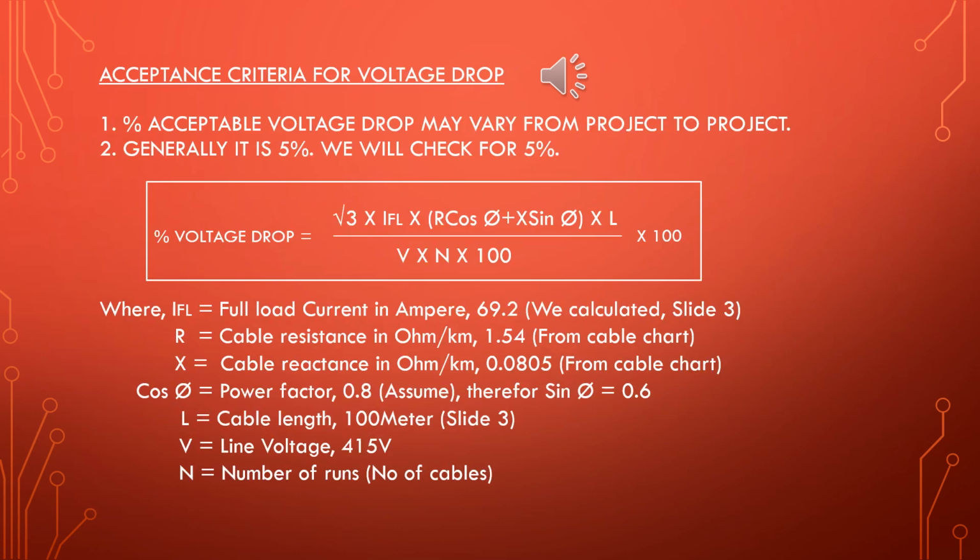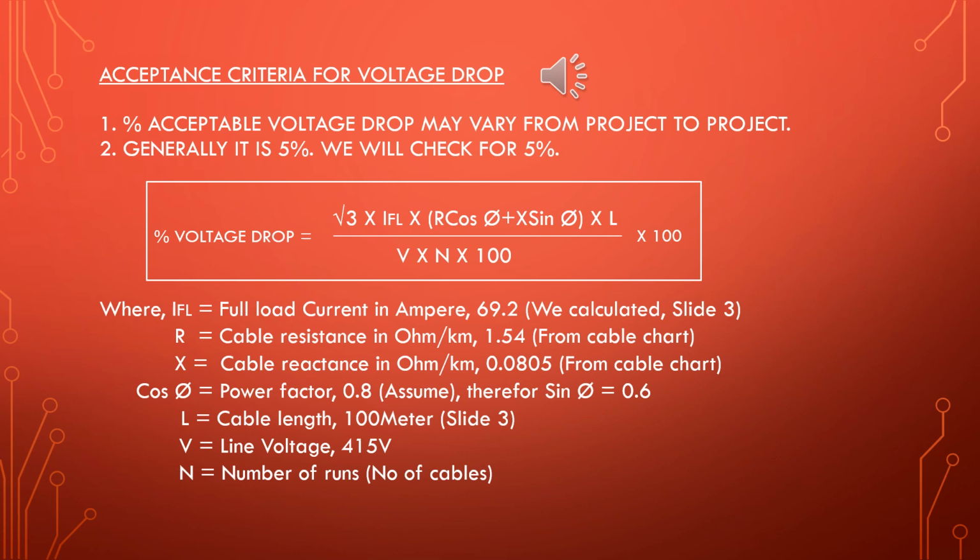Our second criteria to select cable size is voltage drop. Acceptable percentage voltage drop criteria may vary from project to project. For our example, let us consider 5% voltage drop is acceptable. Use formula as shown in slide.